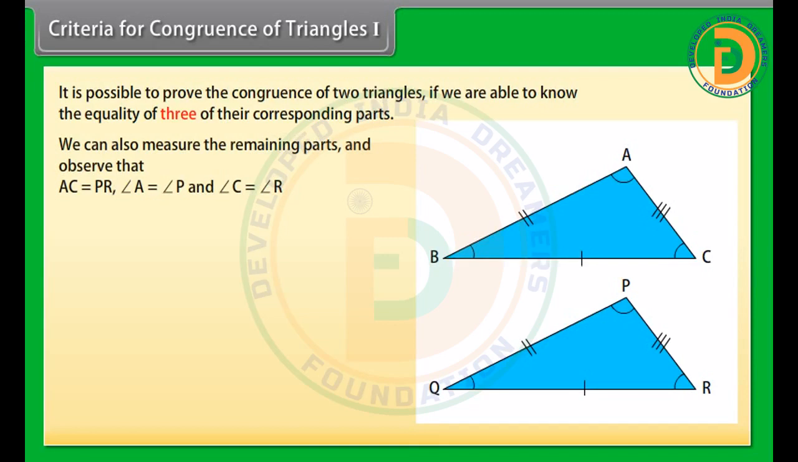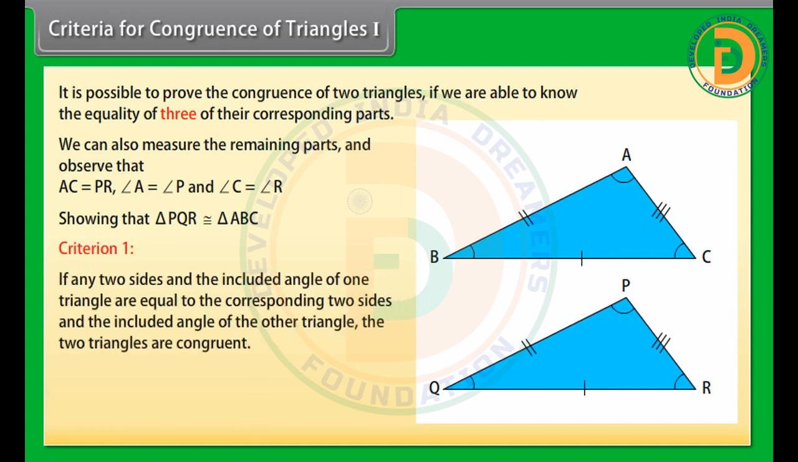Alternatively, we can also measure the remaining parts and observe that AC is equal to PR, angle A is equal to angle P, and angle C is equal to angle R, showing that triangle PQR is congruent to triangle ABC. This means that equality of these three corresponding parts results in congruent triangles. Thus we have Criterion 1. If any two sides and the included angle of one triangle are equal to the corresponding two sides and the included angle of the other triangle, the two triangles are congruent. This criterion is referred to as SAS, the side angle side rule.